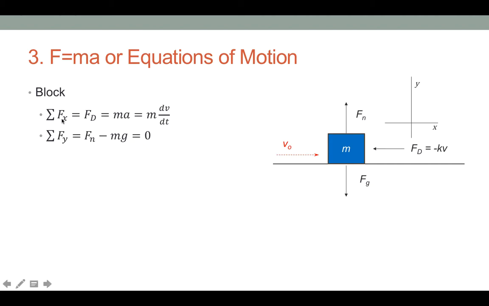The forces acting on the block in the x direction are just the air resistance, which will equal mass times acceleration. The difference here is that we're going to represent the acceleration as the derivative of the velocity, which we haven't done before. And in the y direction, we just have the normal force and weight, and they have to add up to 0. This second equation will not be needed because the main reason we need the normal force is if we have friction, and we're going to assume our surface is frictionless and air resistance does not depend on the normal force. So we technically don't need the second equation.